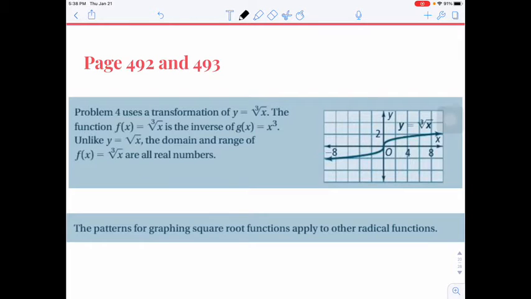Section 6.8, example 5 on pages 492 and 493, we have problem 4, which uses a transformation of y equals the cube root of x. The function f of x equals the cube root of x is the inverse of g of x equals x cubed. Unlike y equals the square root of x, the domain and range of f of x equals the cube root of x are all real numbers. The patterns for graphing square root functions apply to other radical functions.